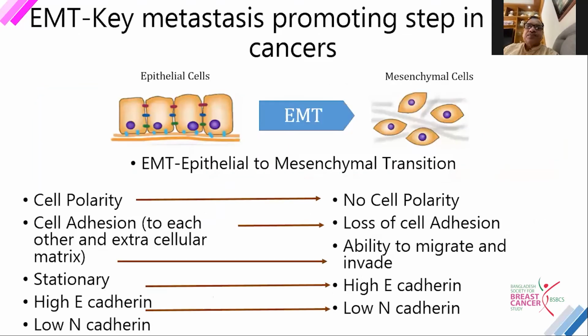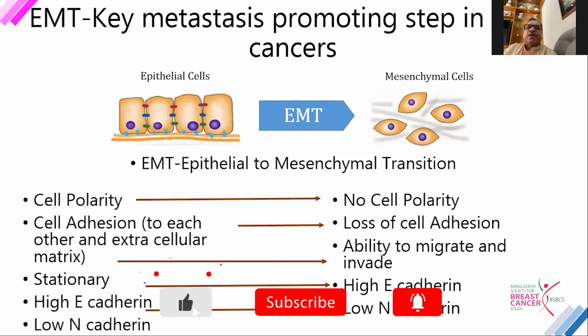Next slide. We know any types of cancers metastasize. So there is a step by which the metastasis occurs. There is epithelial to mesenchymal transition. There is cellular polarity to non-cellular polarity, cell adhesion to loss of cell adhesion, high E-cadherin to low E-cadherin. So this process, which is EMT, epithelial to mesenchymal transition, causes the metastasis of most of the cancers. Next slide.